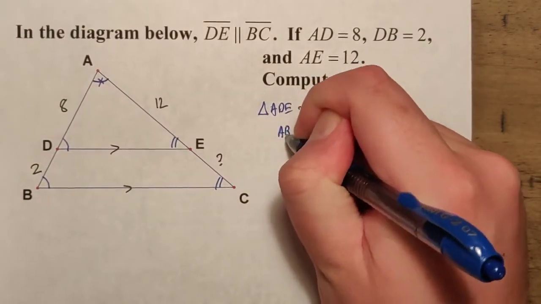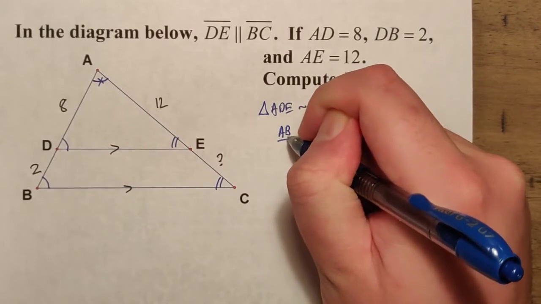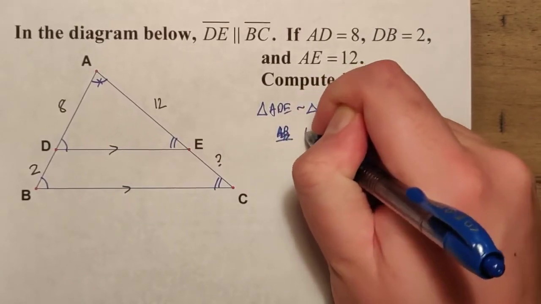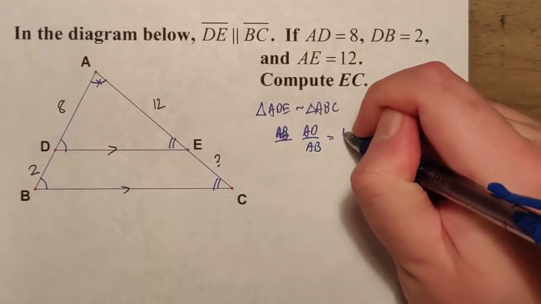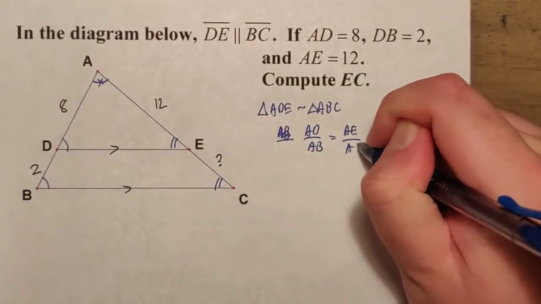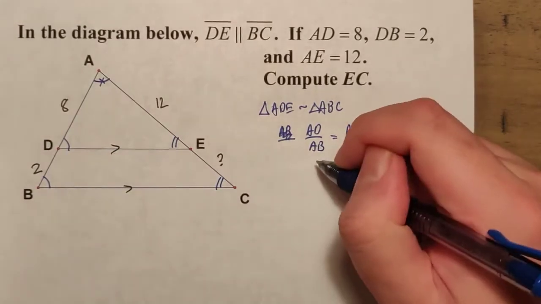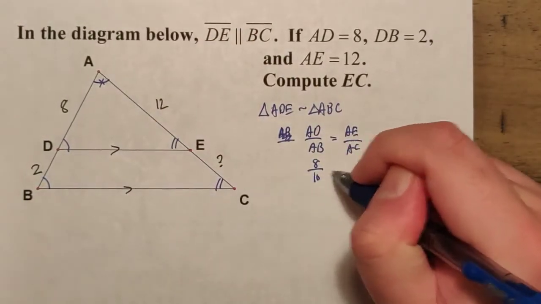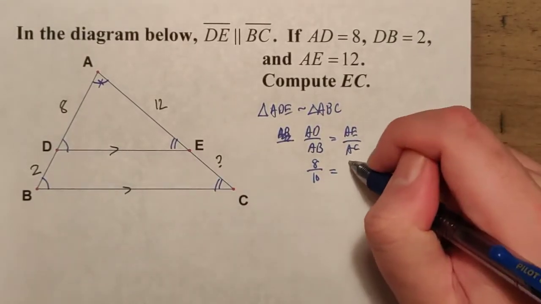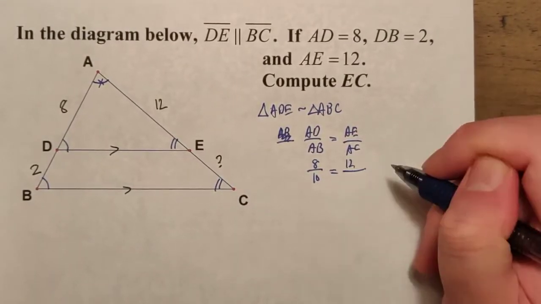Actually, let me write it out differently. I can write it as AD over AB, equal to AE over AC, right? And now we can just substitute the numbers in. So this is going to be 8 over AB. Well, AB is the entire thing: 8 plus 2 is 10. And we have AE over AC, so that is 12 over AC.